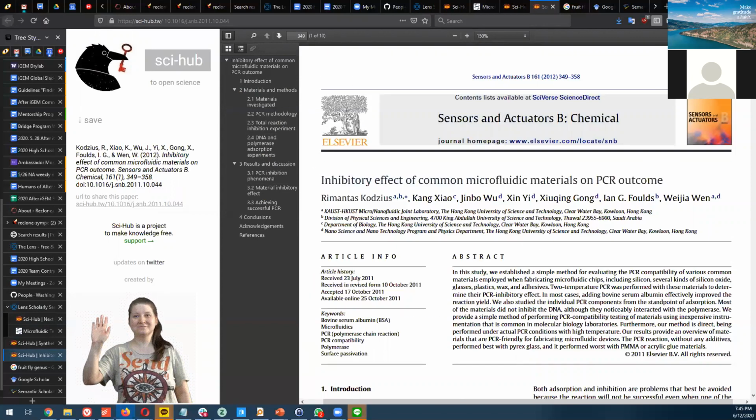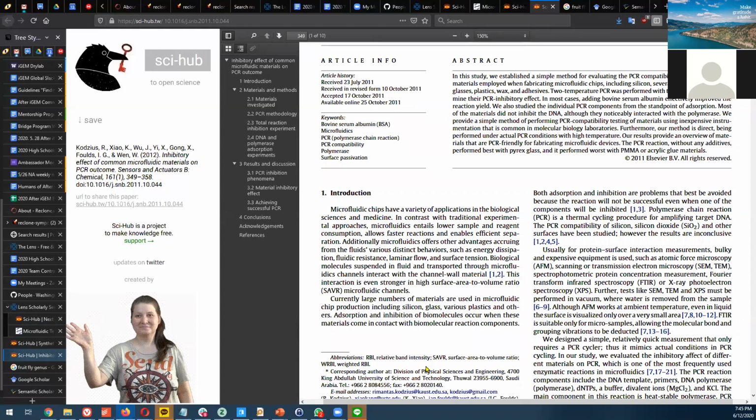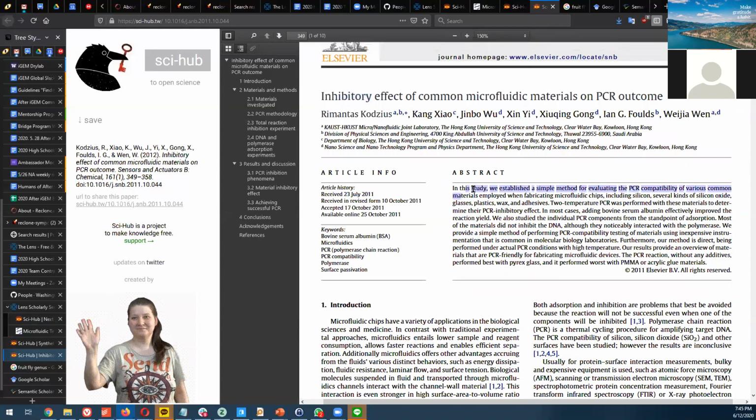Regular research article. So what am I going to do first? Well, I just looked at the title. Again, that's what I look at first. So it's looking at common microfluidic materials on a process called PCR and seeing how they can make the process worse, inhibitory, right? Okay. I'm looking at the abstract.